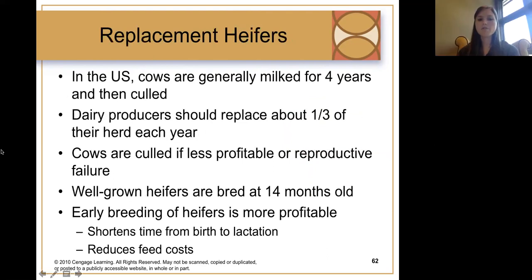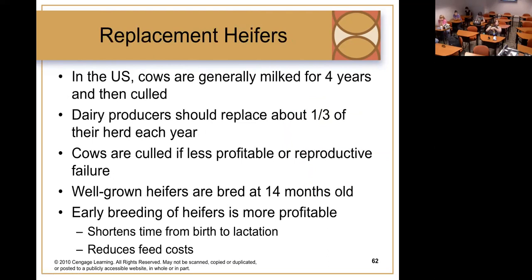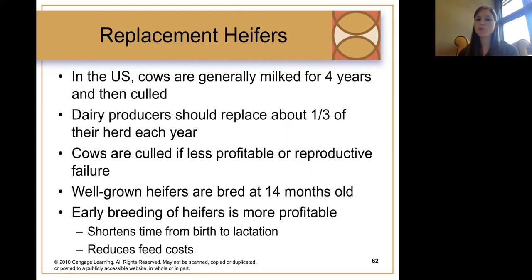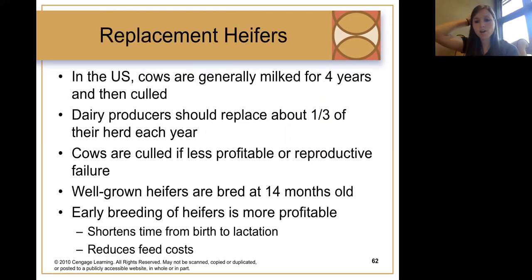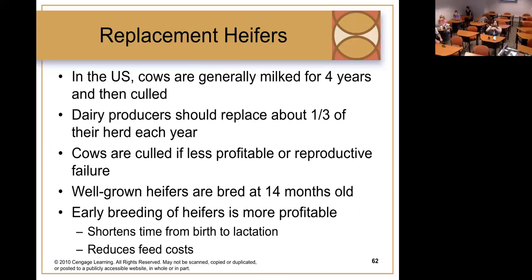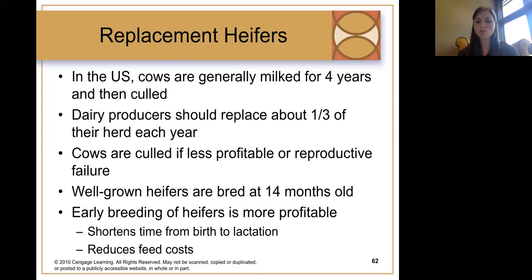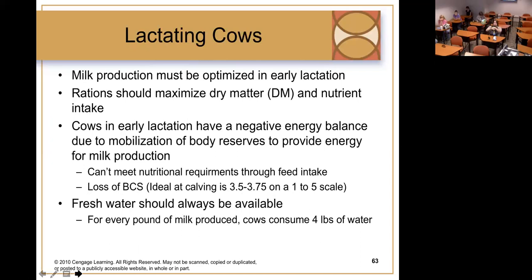So for replacement heifers in the U.S., sold, and that really depends on how well they are producing. And then dairy producers should replace about 1/3 of their herd each year to keep up. Cows will be culled if they're less profitable, or if they are starting to experience reproductive failure. So well-grown heifers are bred at about 14 months old. Early breeding of heifers is more profitable because it will shorten the time from their birth to their first lactation, and it will reduce your feed costs to maintain that animal.